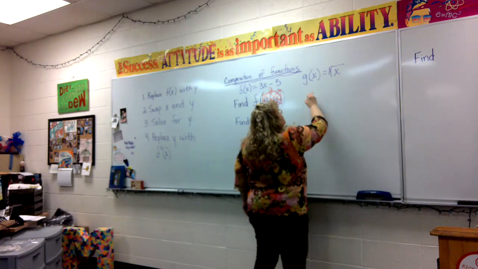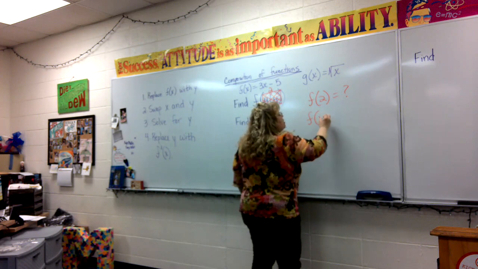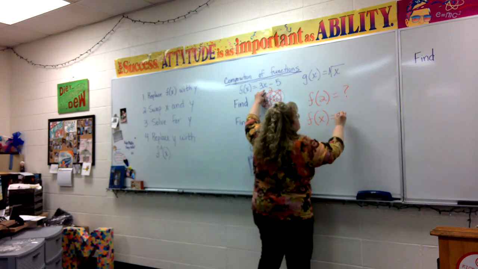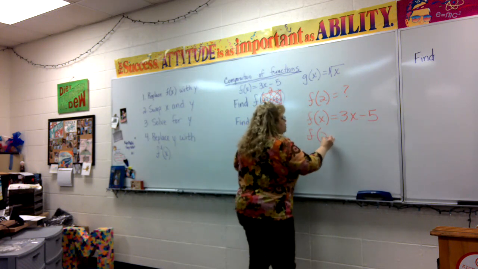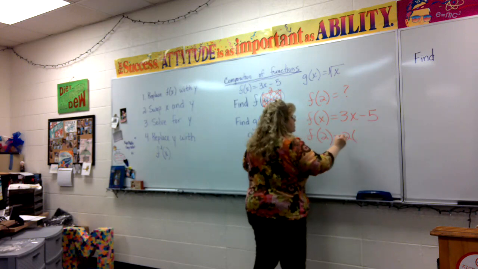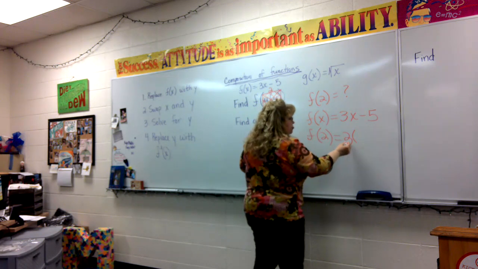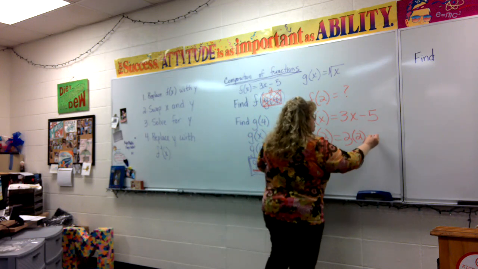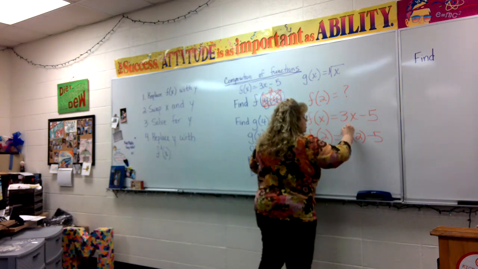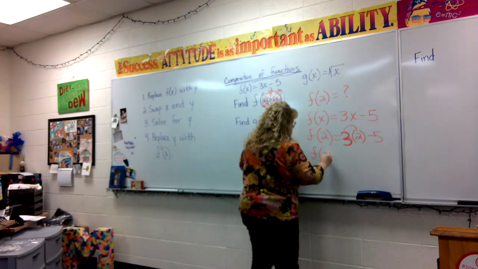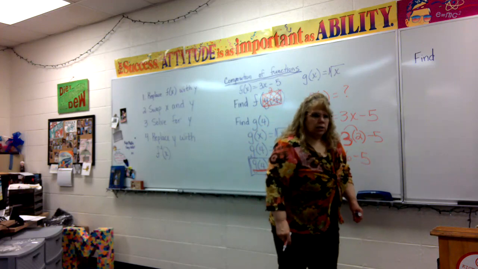So what is f of 2? I'm going to have to start with the f function. There it is. It's 3x minus 5. And I want f of 2. Wherever I see an x, I'll replace it with a 2. That's a 3 times 2, 6. 6 minus 5.